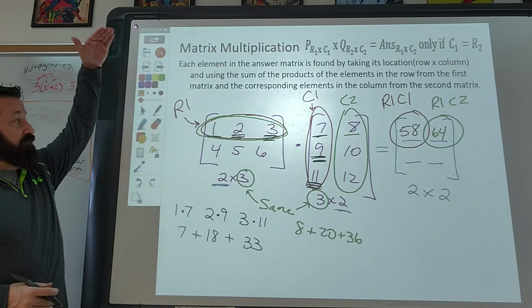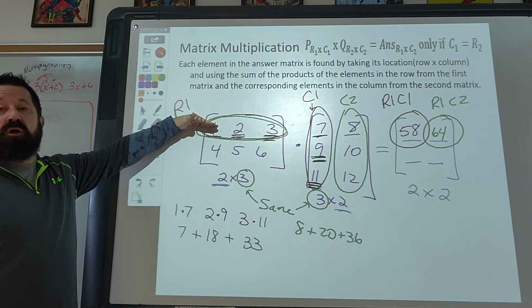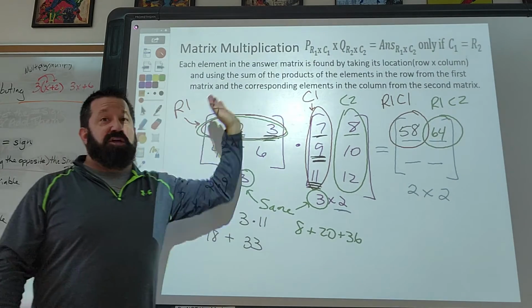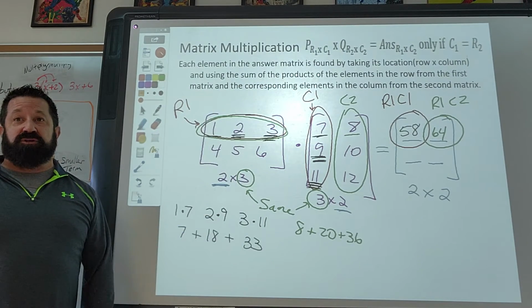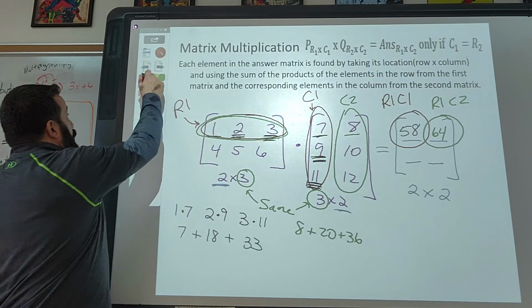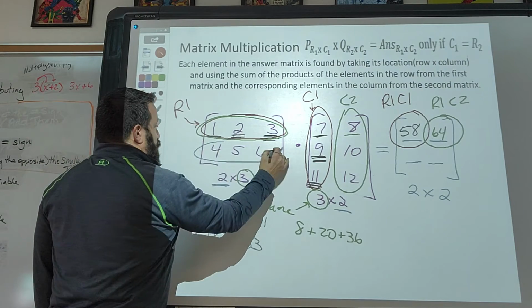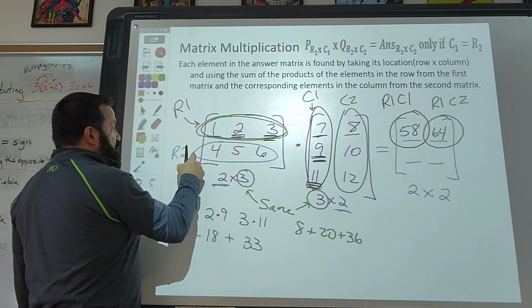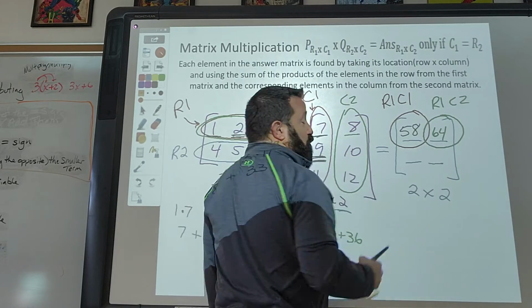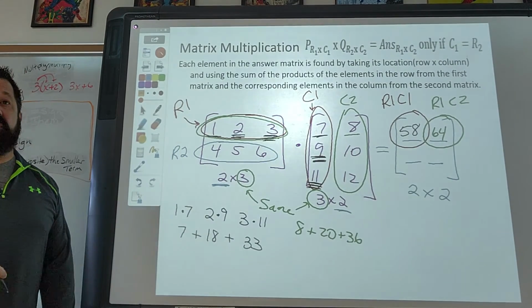I have multiplied this row by both columns. There's no other columns to multiply by over there, is there? So now I would start with this row. This is row 2. This is how I'm going to get my answers in row 2 here. So I'm going to repeat that process.